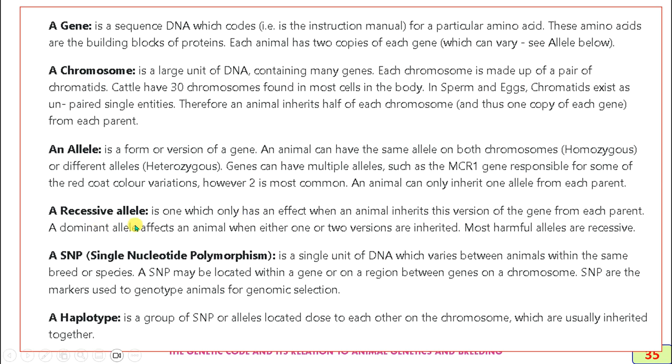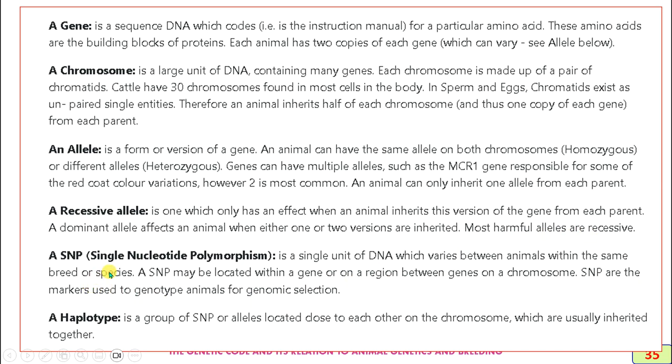A recessive allele is one that only has an effect when an animal inherits this version of the gene from each parent. It is always denoted by small letters. Dominant alleles are always denoted by capital letters. So a dominant allele affects an animal when one or two versions are inherited, and most harmful alleles are recessive. Most harmful alleles are recessive, just like the cancer genes.